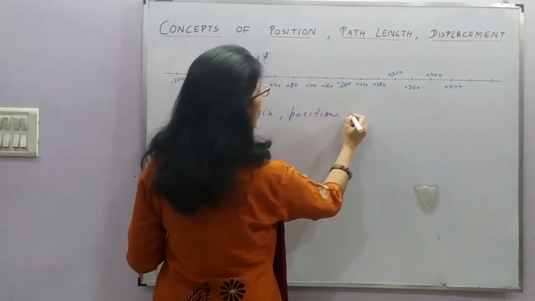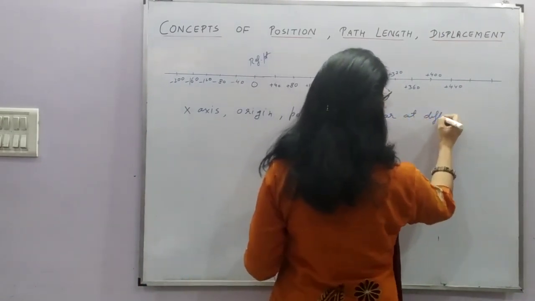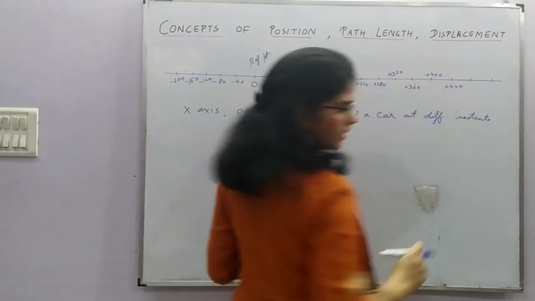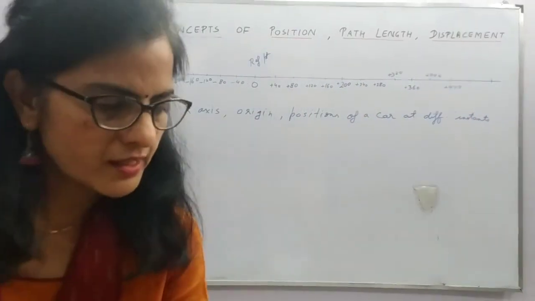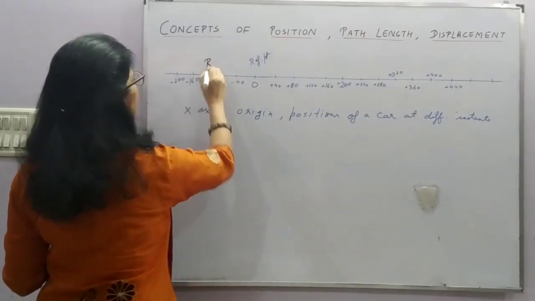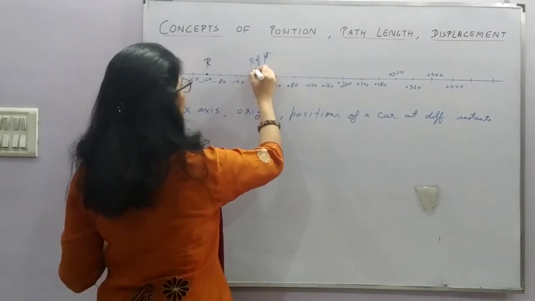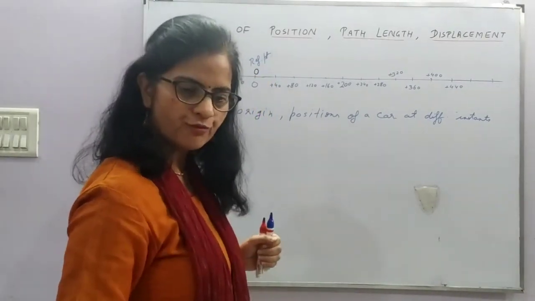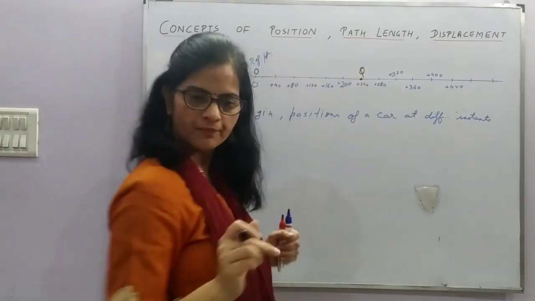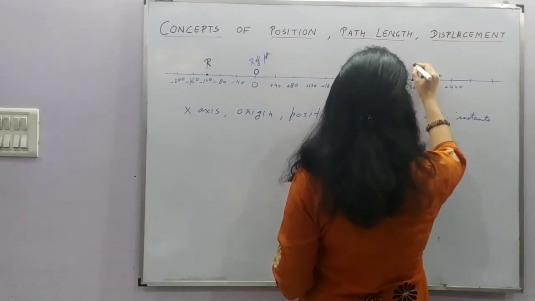Positions of a car at different instants, right? So we have different points here. R is at 120, so this point is R, because we have discussed these reference points for this. So this point is O, we know this. And then we have Q at 240, so this is Q point. And then we have P at 360, so this point is P.